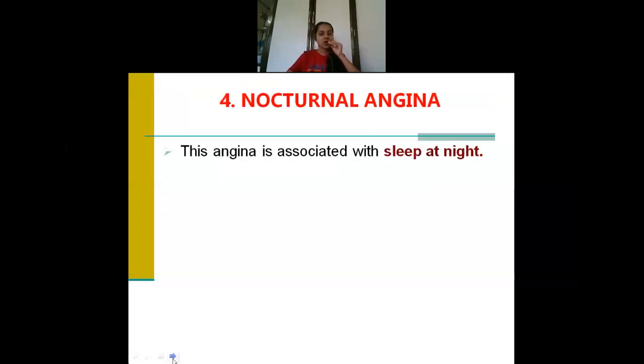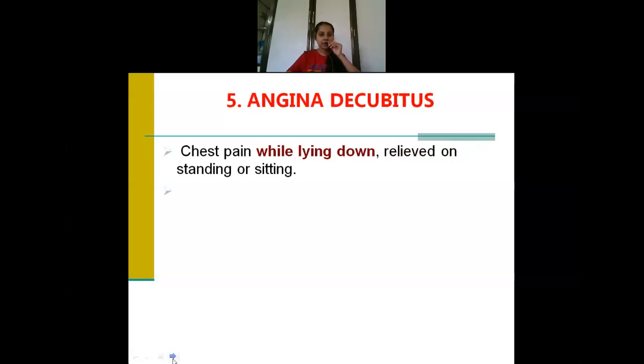Next one is nocturnal angina. Now nocturnal angina means it is occurring during sleep, only at night. Next one is angina decubitus.